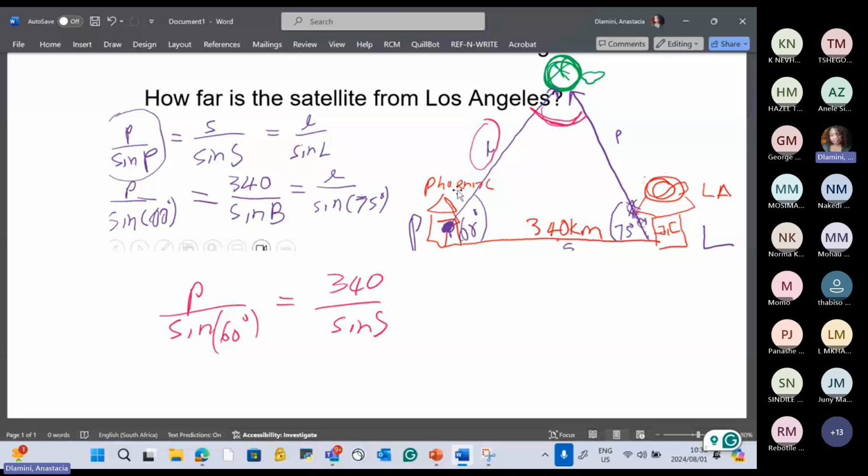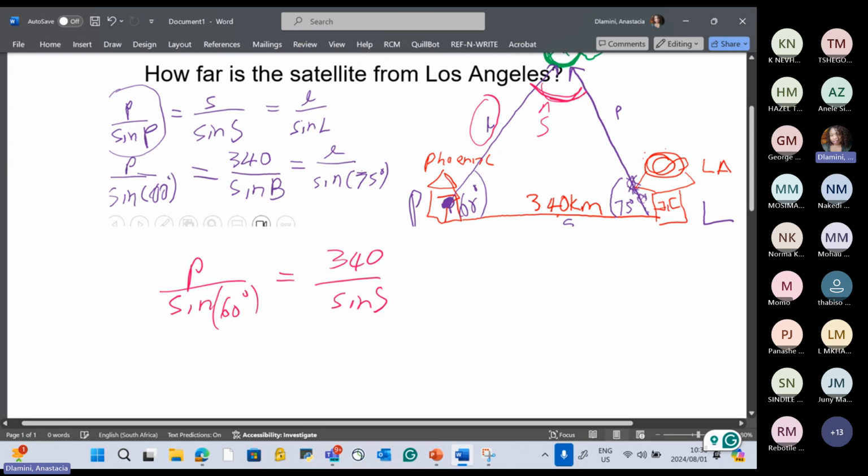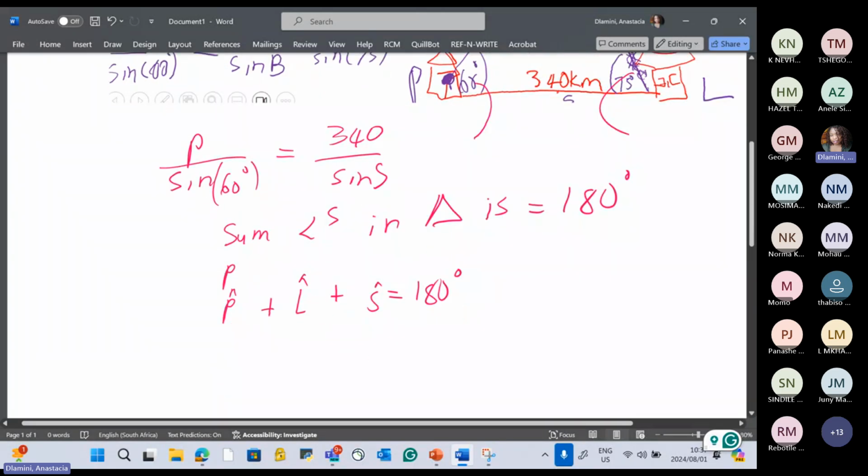Now, what do we know? How can we find this angle here, angle S? We know that the sum of angles in a triangle is equal to 180 degrees. So we can add angle P plus angle L plus angle S is equal to 180 degrees.